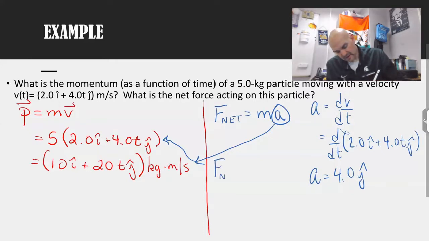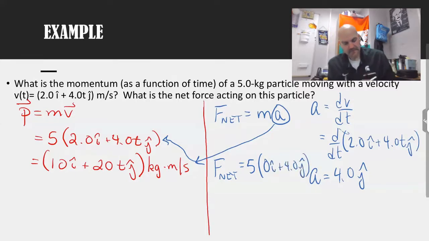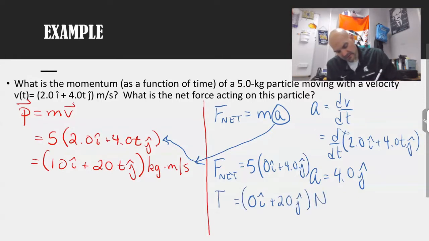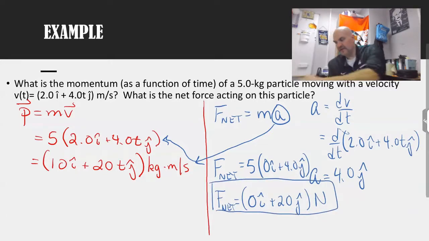So now I can find the net force. So I do 5 times my acceleration, but I'll write in the 0 i hat. Okay, so it's 5 times 0. So I have no force in the x direction. And then I have 20 newtons of force in the y direction. So that would be the net force that is acting on this object.